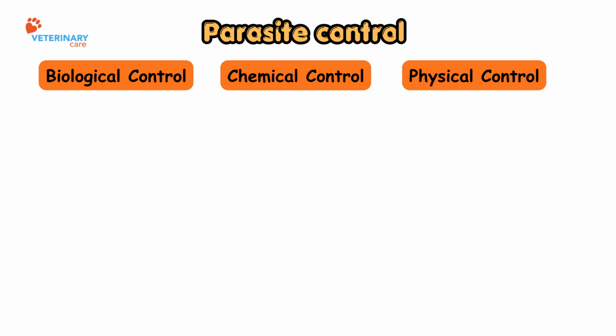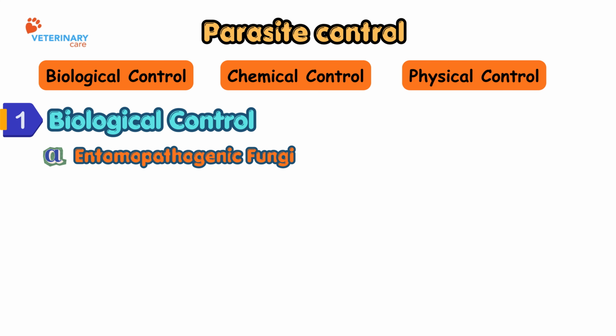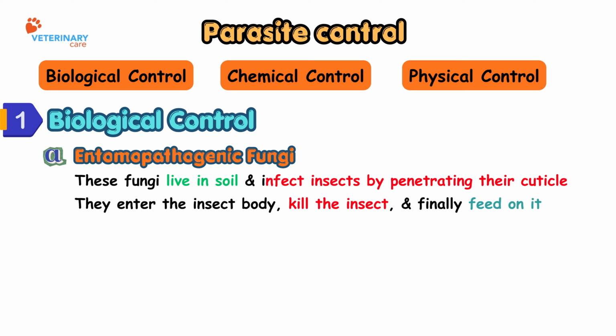Let us begin with biological control. One important biological method involves entomopathogenic fungi. These fungi live in soil and infect insects by penetrating their cuticle. They enter the insect body, kill the insect, and finally feed on it.